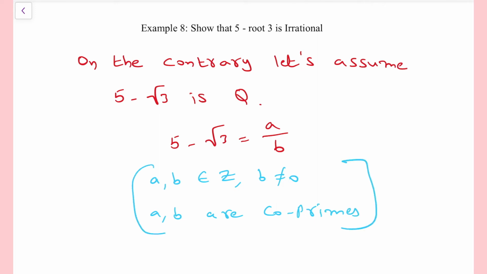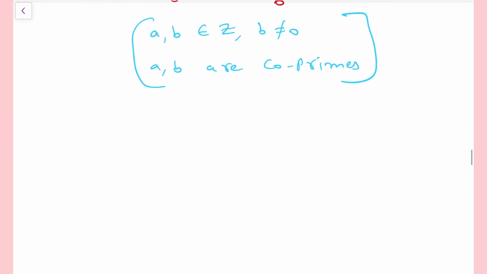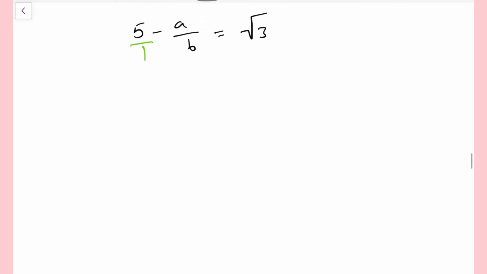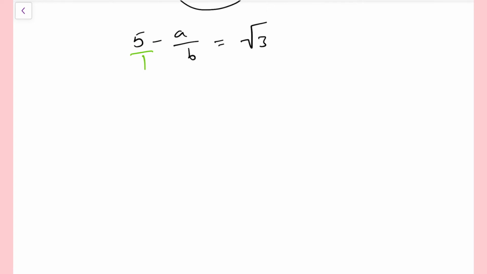Okay, now the same equation I am writing down again. 5 minus root 3 equals to a by b. Now what I am going to do is, I will take this minus root 3 to the right side and a by b to the left side. So 5 minus a by b equals to minus root 3 will become plus root 3. Here left side we have 5, right? That 5 I am writing it as 5 by 1. So here left side, both the denominators are different. Let us do cross multiplication. 1 into b, b.